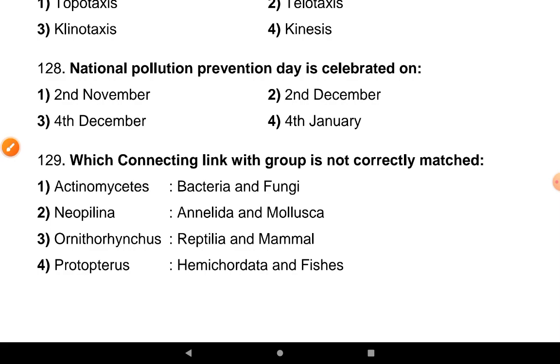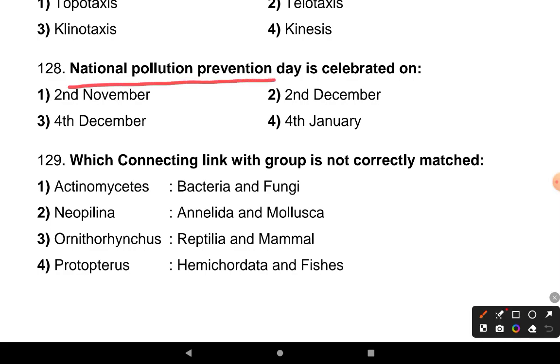Our next question is, National Pollution Prevention Day is celebrated on 2nd November, 2nd December, 4th December, 4th January. Correct answer is option 2. National Pollution Prevention Day is celebrated on 2nd December.